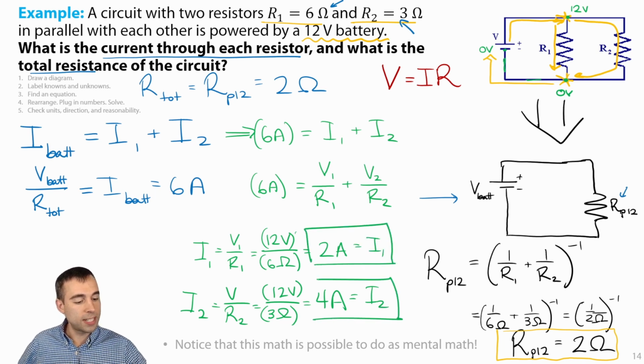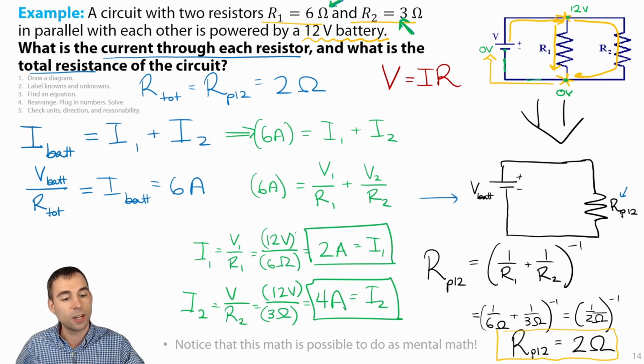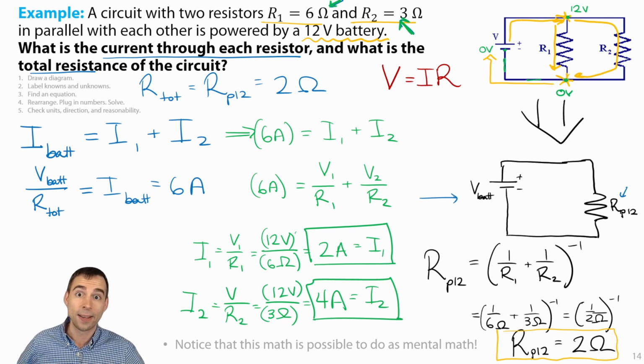Is that what we predicted at the start? We predicted that resistor 2 would have a greater current because it has a lower resistance, and we predicted that the current would be lesser in resistor 1 because it has a greater resistance. And so everything is adding up, and you'll see that our 2 amps and 4 amps do add up to the total of 6 amps output by the battery.